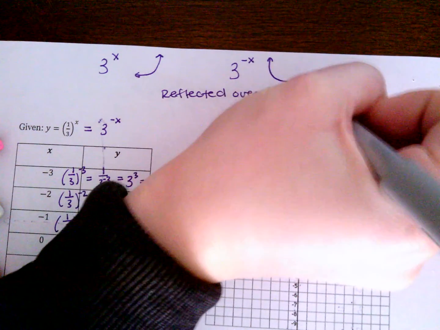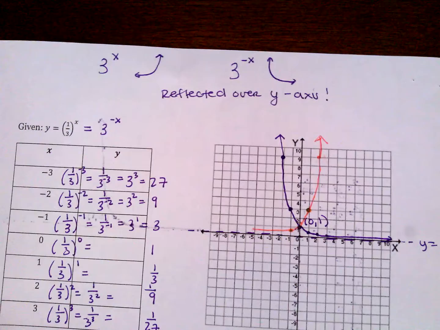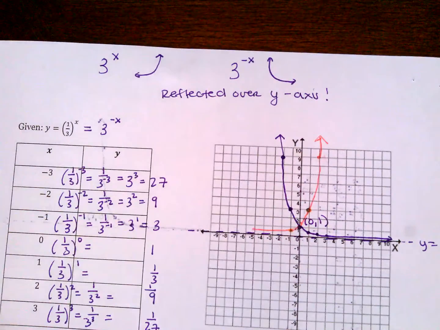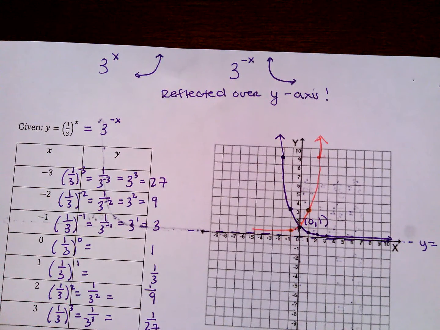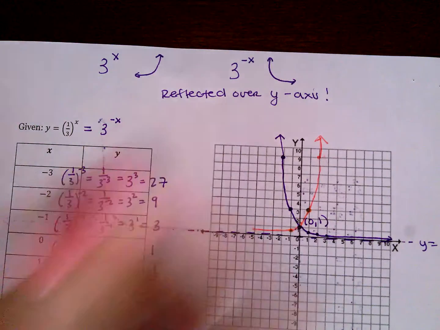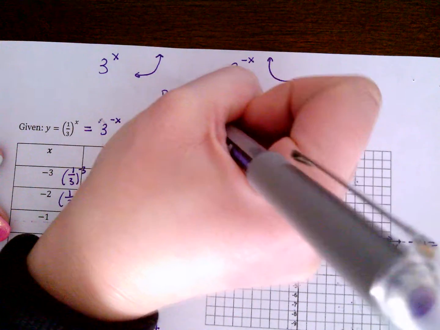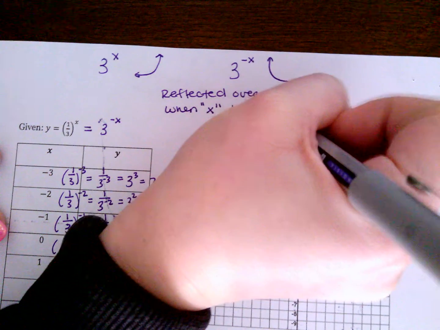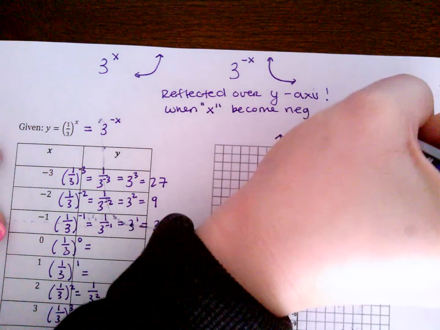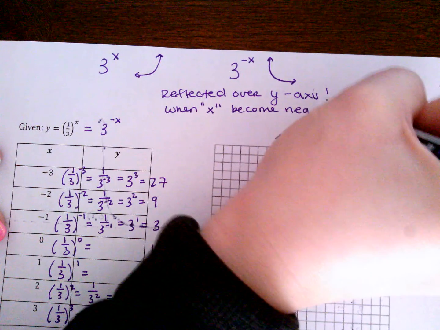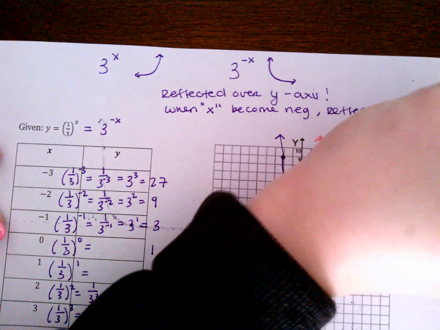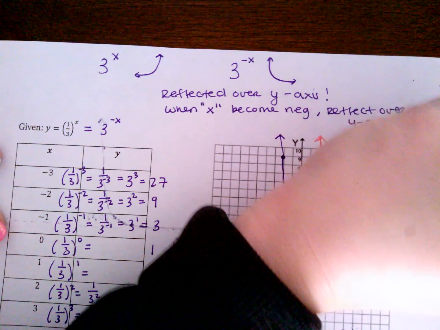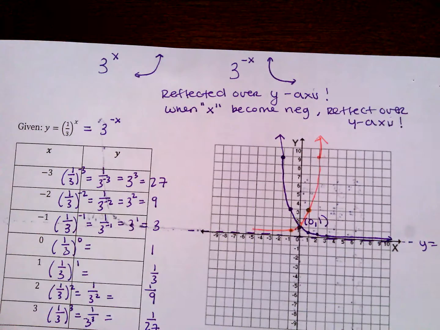When x becomes negative, it is going to reflect over the y-axis. It's like a rule to be recognized where you won't always have to graph it. And so that's where it became important for us to recognize that 1 over 3 to the power of x is the same thing as 3 to the power of negative x, because we could have generally known what this was going to look like in relation to the first function we dealt with before we even did this.